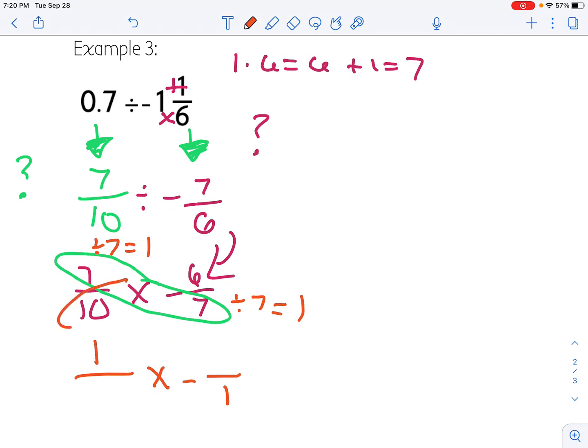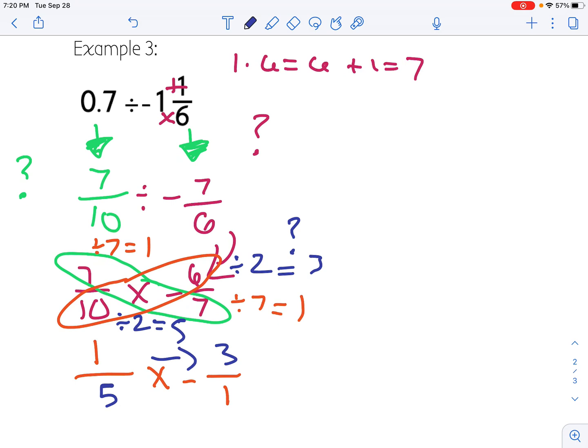Next, I'm going to look at my other diagonal, 10 and 6. What could I divide both 10 and 6 by? I could divide 10 and 6 both by 2. 6 divided by 2 is 3. 10 divided by 2 is 5. So now that I've simplified that a bit, it makes it a little bit easier for me to multiply. So top times top, 1 times 3 is 3. 5 times 1 is 5. And don't forget that negative.